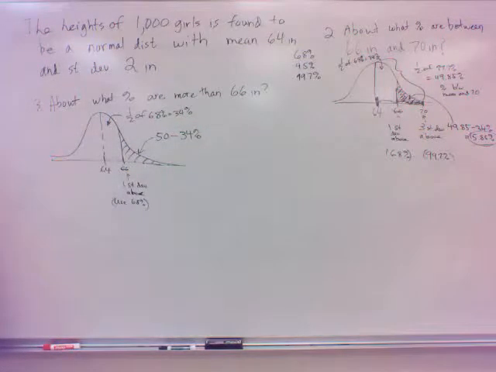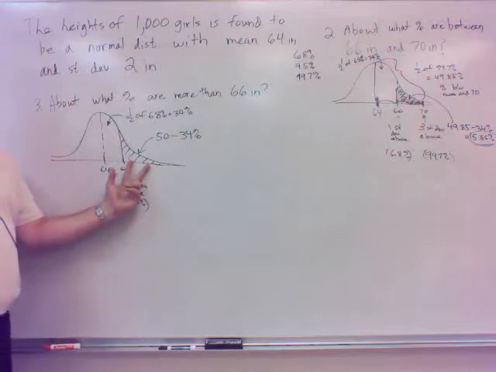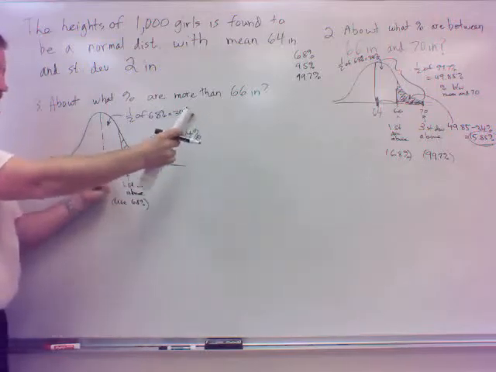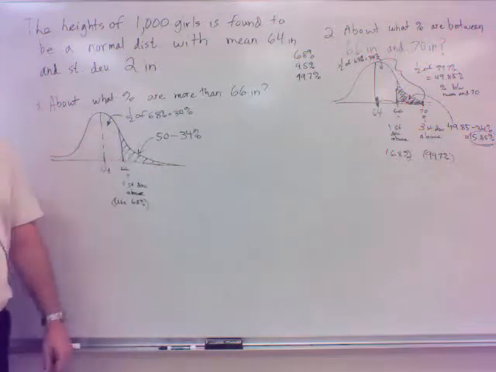See that? See what I did there? I know this is 34, so this has to be 50 minus 34, because from 64 all the way out is 50%. This is 34%, so this has to be 50 minus 34, which is 16%.